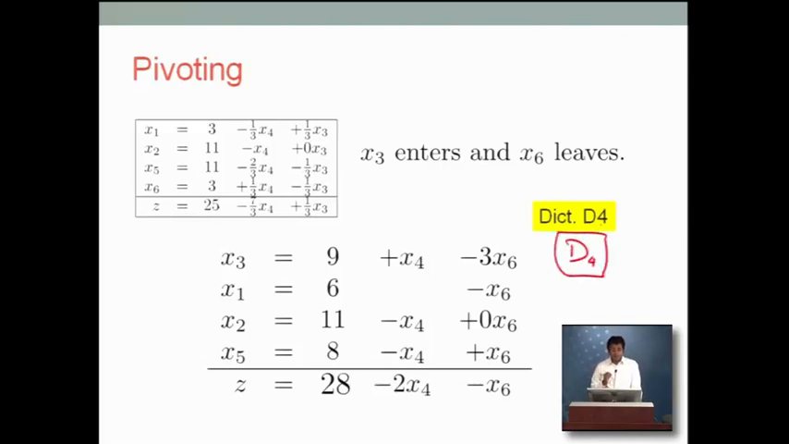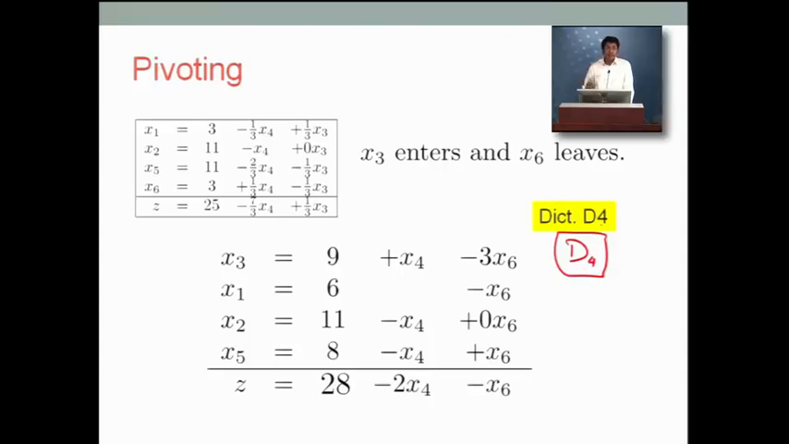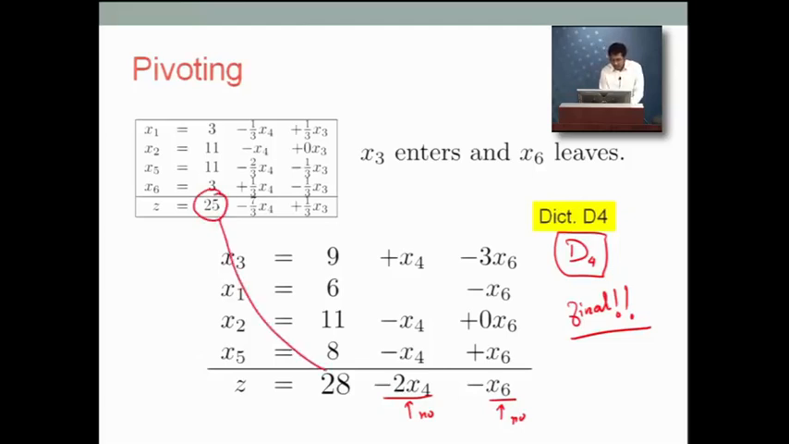Okay, and is this the last dictionary? Maybe, maybe not. We need to do the entering variable analysis again. Let's do the entering variable analysis. So can x4 be entering? No. Can x6 be entering? No. Therefore, thankfully we are done. We have arrived at a final dictionary. That's D4. Now the objective once again has gone up from 25 to 28, and z star, the final objective, is going to be 28.